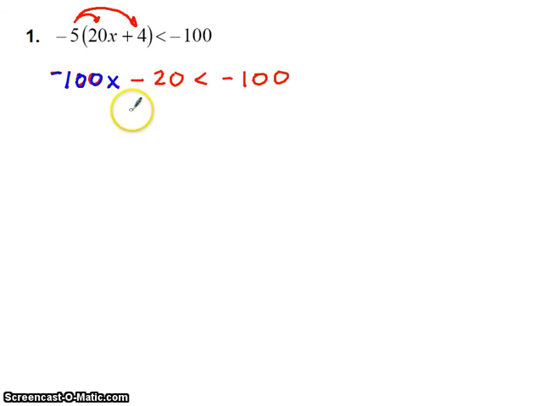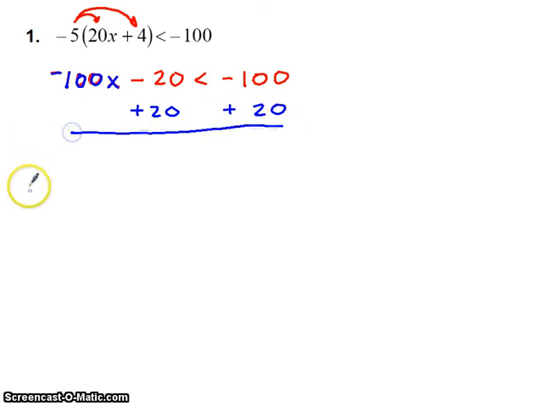And so what we're going to do to start is do the opposite operation of what's happening to the negative 100x. We have a minus 20 here, so we're going to do the opposite of subtract 20, which is add 20 to both sides. And that is going to give us minus 100x all by itself on the left of the inequality. Now we have negative 100 plus 20. If you borrowed $100 from me, paid me back 20, I'd say you owe me $80 still.